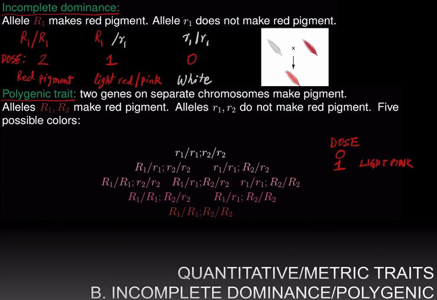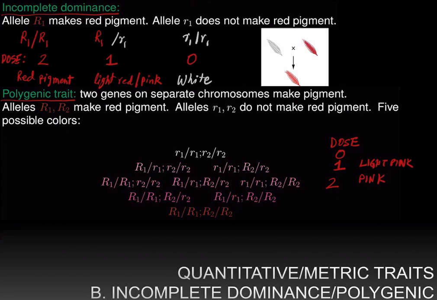If the individual has 2 pigment making alleles, so either they're homozygous for the big R1 allele, or they're homozygous for the big R2 allele, or they're heterozygous or a dihybrid for both big R1 and big R2, then they will have a dose of 2, and let's say they will have medium pink color.